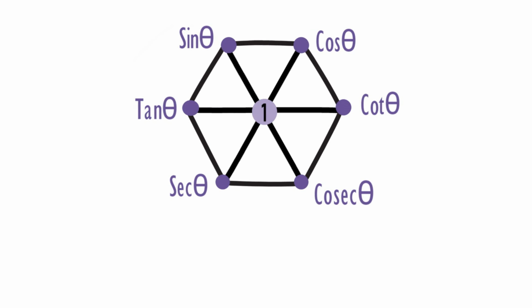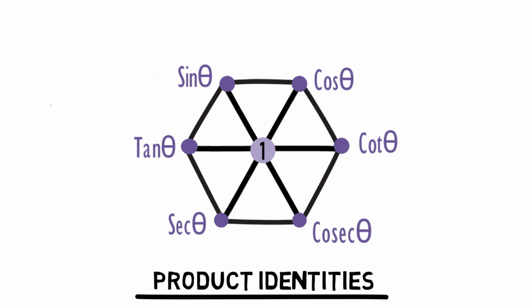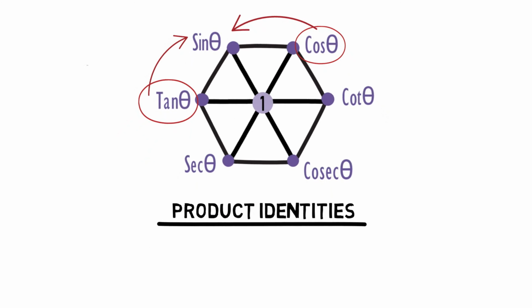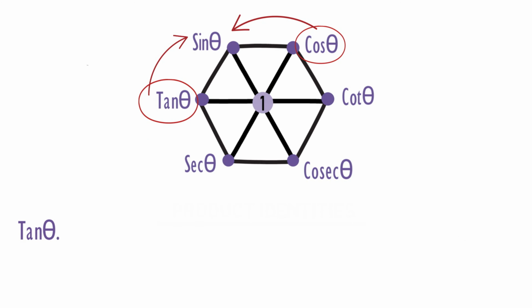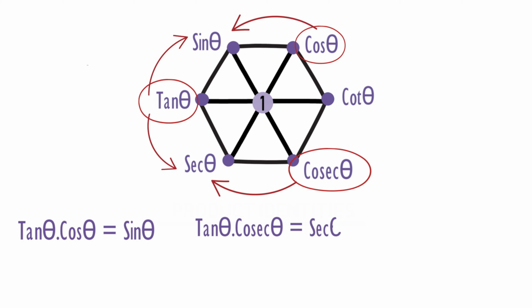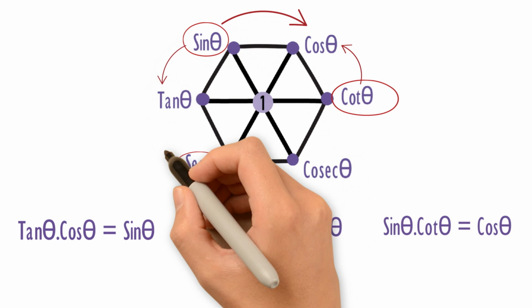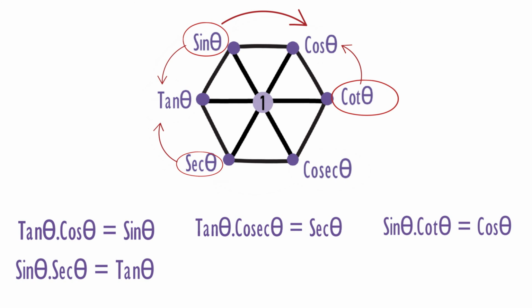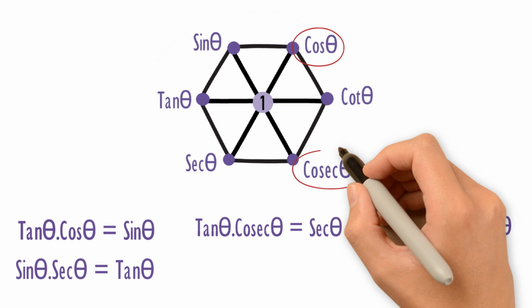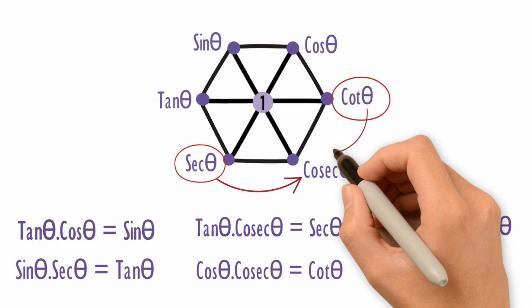Let us try and find more identities in the superhexagon now. We can find 9 product identities here too. The product of any two functions is the function between them. Hence, tan theta into cos theta equals sine theta, tan theta into cosec theta equals sec theta, sine theta into cot theta equals cos theta, sine theta into sec theta equals tan theta, cos theta into cosec theta equals cot theta, sec theta into cot theta equals cosec theta.